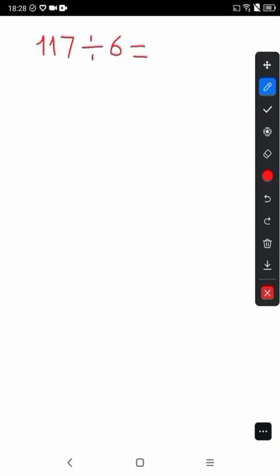We will use the standard algorithm to find the result of the division 117 divided by 6. First, we have table 6, okay? Write table 6 up to 5.